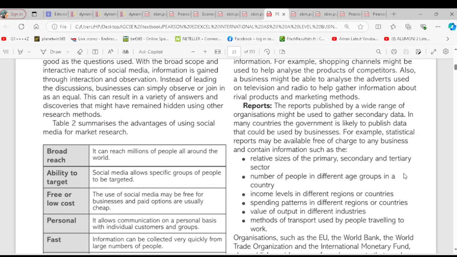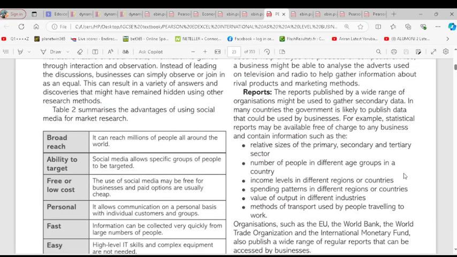And the last one here is reports. When we talk about reports, they are published. They are information that is gathered and published by a reporter. Reports published by a wide range of organizations might be used to gather secondary data. In many countries, the government is likely to publish data that could be used by businesses. For example, statistical reports may be available free of charge to any business and contain information such as.